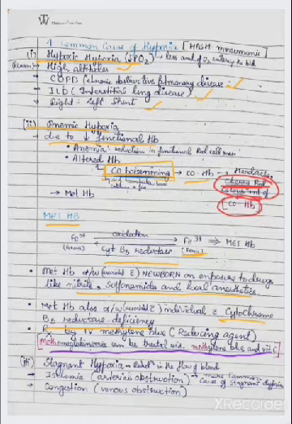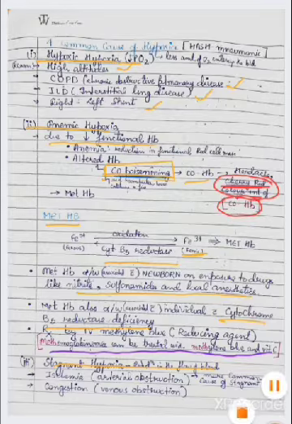Third is stagnant hypoxia, which means reduction in flow of blood. Ischemia, arterial obstruction, is the more common cause of stagnant hypoxia, and congestion, venous obstruction.